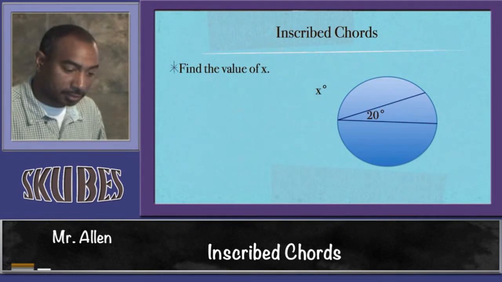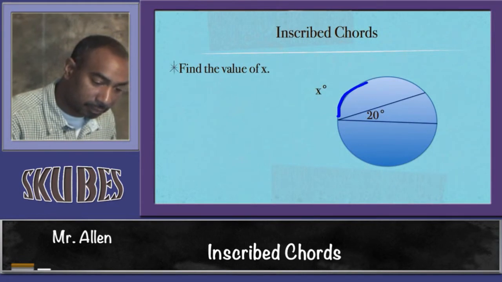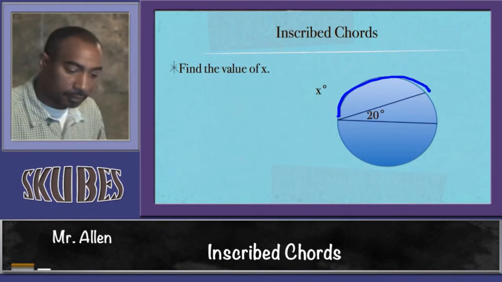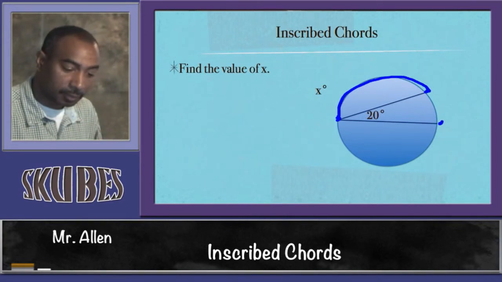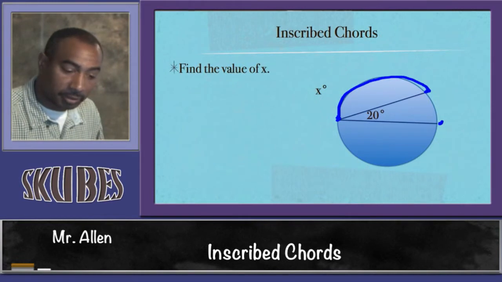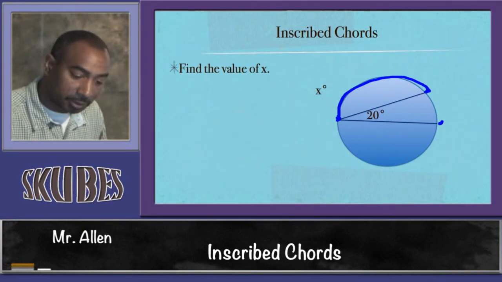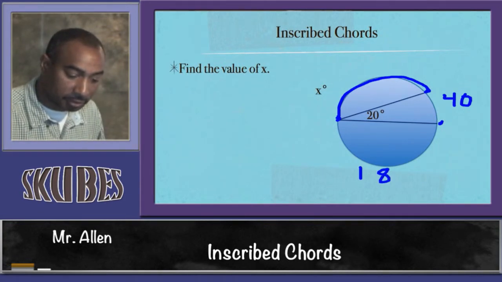Find the value of x. X is the measure of this arc. And we know that 20 is an inscribed angle because the endpoints of the chords lie on the edge of the circle. I know that this arc is twice 20, which gives me 40. This is a semicircle, therefore the value of this arc is 180 degrees.